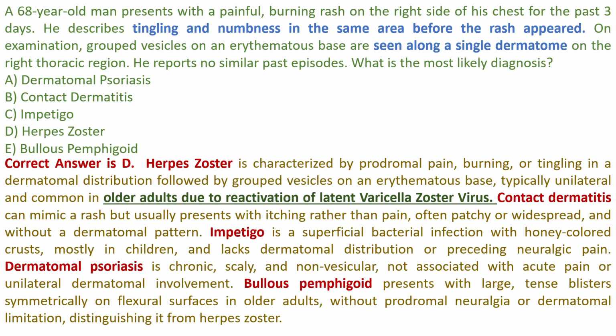Contact dermatitis can mimic a rash, but usually presents with itching rather than pain, often patchy or widespread, and without a dermatomal pattern. Impetigo is a superficial bacterial infection with honey-colored crusts, mostly in children, and lacks dermatomal distribution or preceding neuralgic pain. Dermatomal psoriasis is chronic, scaly, and non-vesicular, not associated with acute pain or unilateral dermatomal involvement. Bullous pemphigoid presents with large, tense blisters symmetrically on flexural surfaces in older adults without prodromal neuralgia or dermatomal limitation, distinguishing it from herpes zoster.